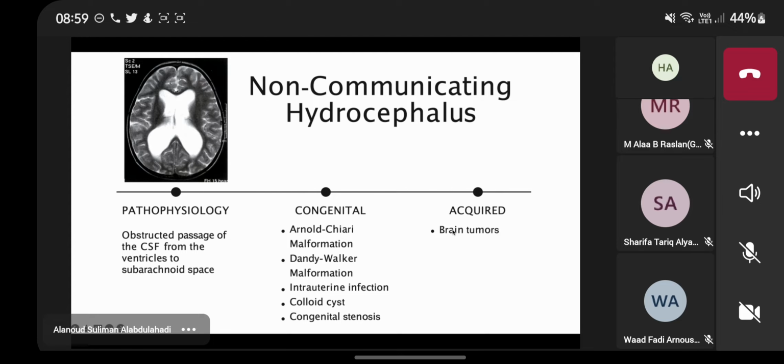And the acquired causes include the brain tumors, which includes pinealoma or even colloid cysts, which I mentioned. So the picture here on the left shows a T2 weighted MRI image. It shows hyperintense lateral ventricles, and they are severely dilated and also compressing the brain parenchyma.